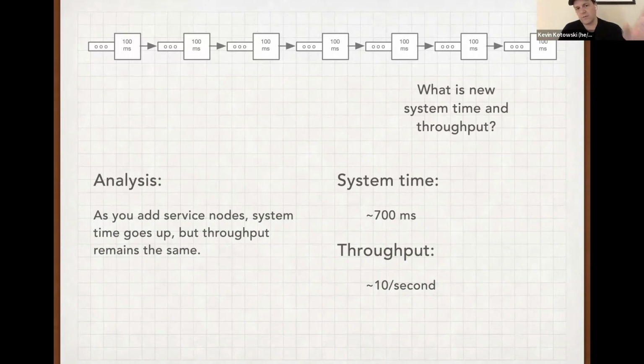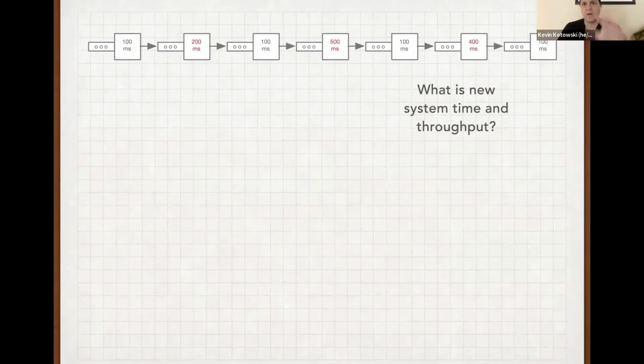That's not strictly true. The throughput remains the same, but it'll still be dependent on how fast these processors go, which I think is the next example. Okay, so now we've got the example where you notice that 3 of these processors, the ones in red, the second one, the 4th one, and the 6th one, have all increased. So instead of 100 milliseconds each, the second one is 200 milliseconds, the 4th one is 500, and then 400. So in this case, what do we've got for total system time and throughput?